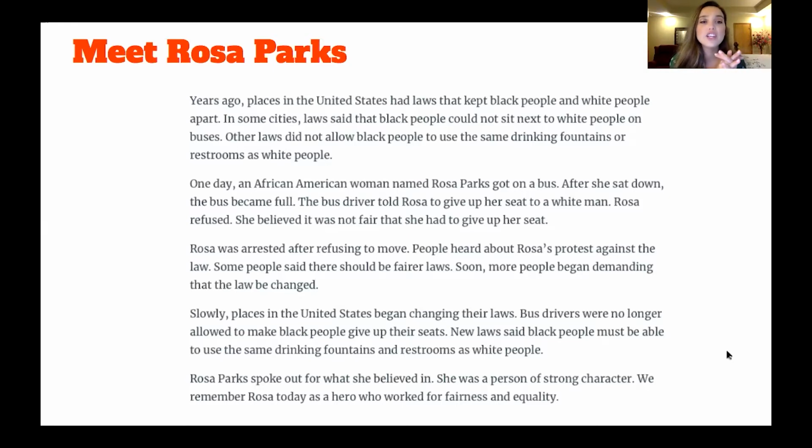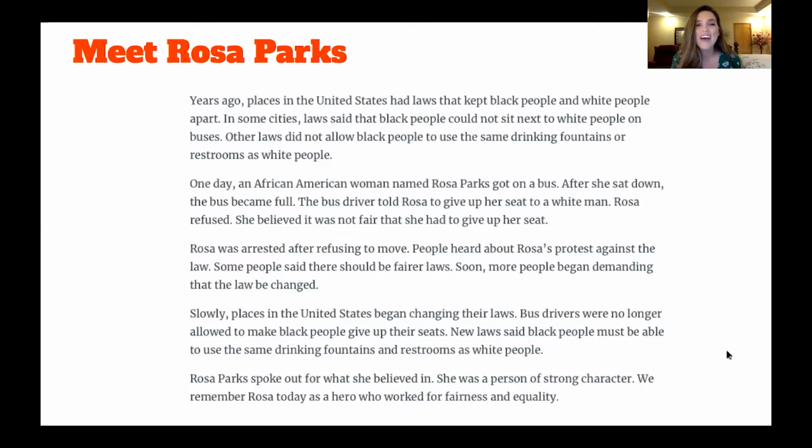Okay. Years ago, places in the United States had laws that kept Black people and white people apart. In some cities, laws said that Black people could not sit next to white people on buses. Other laws did not allow Black people to use the same drinking fountains or restrooms as white people.